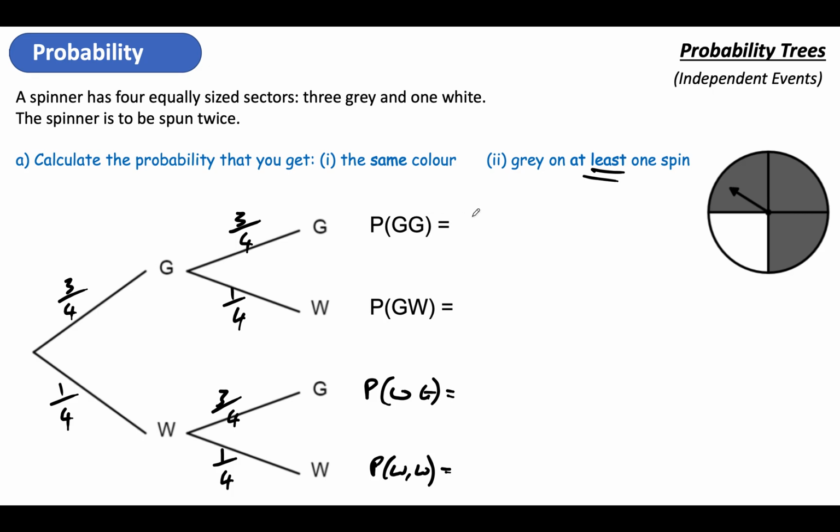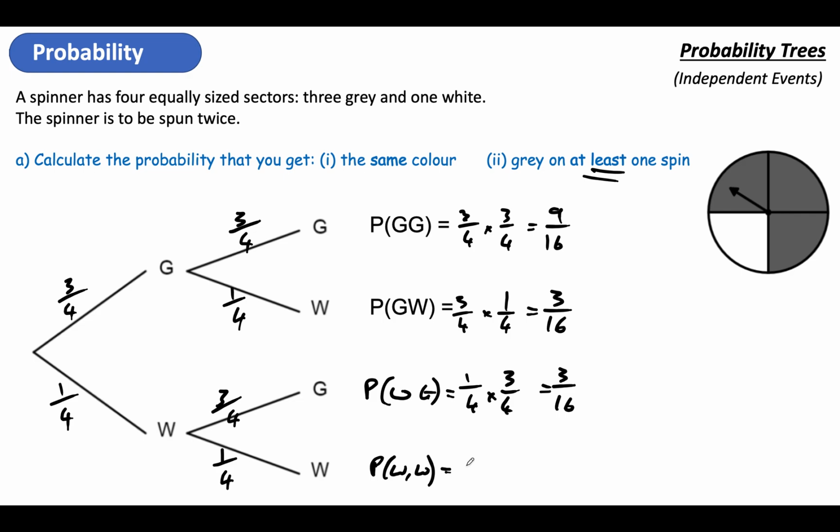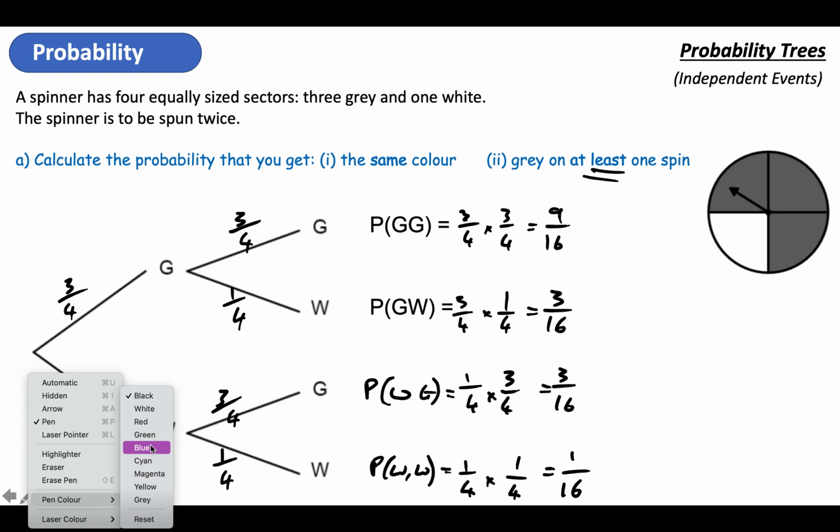Probability of this would be 3/4 times by 3/4, which equals 9/16. This one is 3/4 times by 1/4, which equals 3/16. This is 1/4 times by 3/4, which is 3/16. And 1/4 times by 1/4, which is 1/16. Interesting, if you added up all of these probabilities from all the different outcomes, they will also add to 1.